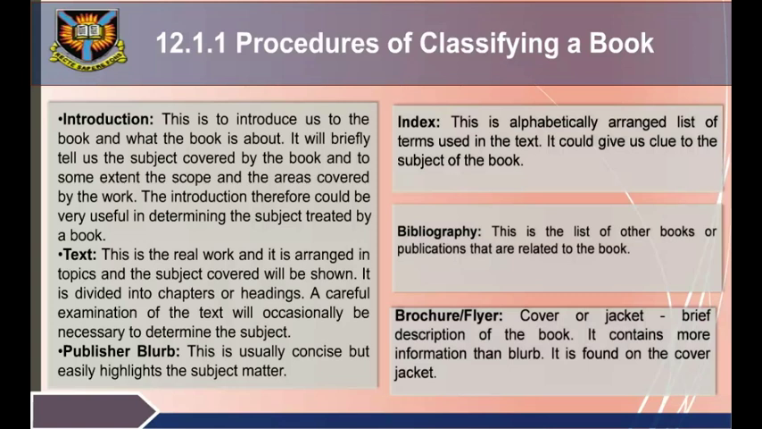Index. This is an alphabetically arranged list of terms used in the text. It could give us a clue to the subject of the book. Bibliography. This is a list of other books or publications that are related to the book. Brochure or flyer. Cover or jacket brief description of the book. It contains more information than the blurb. It is found on the cover jacket.